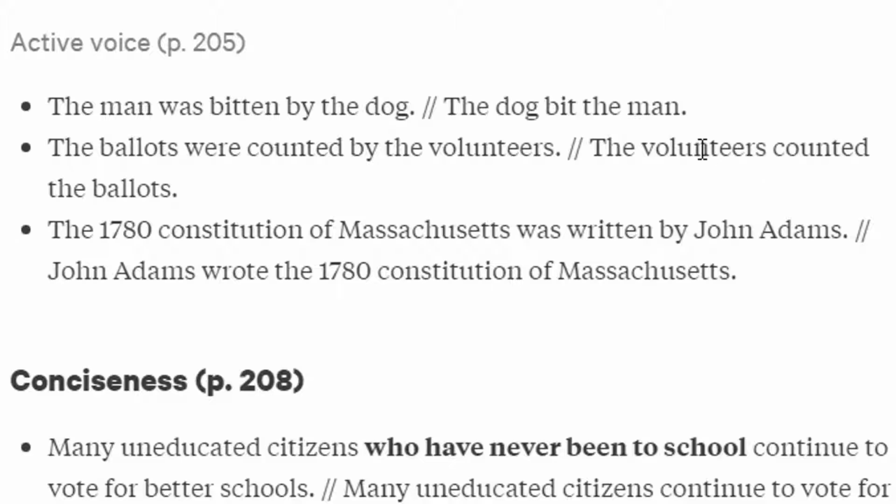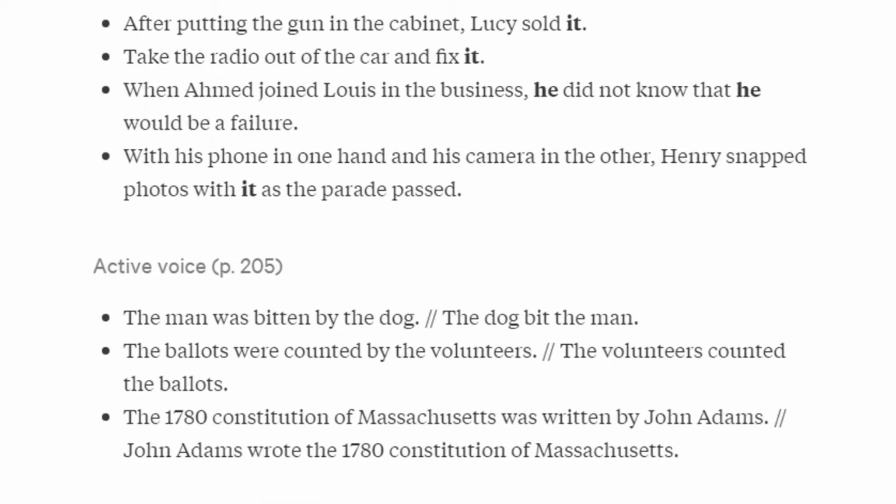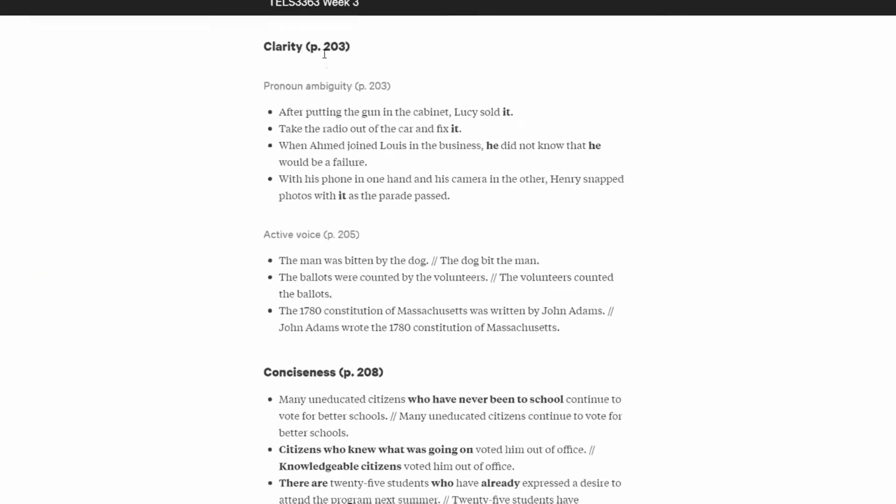So active voice is put that subject up front, say what it is they did in really concise, clear language. The ballots were counted by the volunteers. Reword that one. The volunteers counted the ballots. The next one, the 1780 Constitution of Massachusetts was written by John Adams. Yeah, go to active voice. John Adams wrote the 1780 Constitution of Massachusetts. All right, that's the topic of clarity.